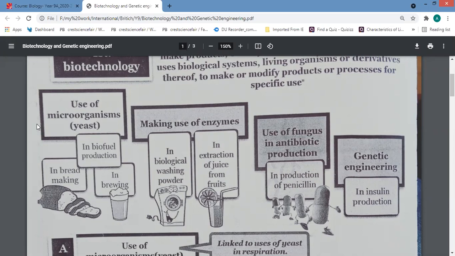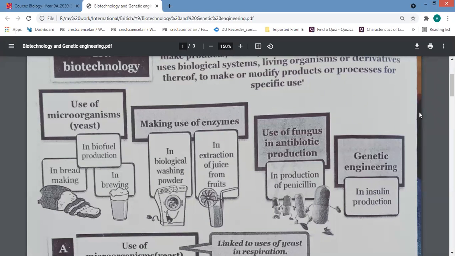for making washing powder or extraction of the juice from fruits, or using some fungus as microorganisms in making antibiotics like penicillin. And the last one, genetic engineering. And we have one example about genetic engineering, which is the production of insulin.